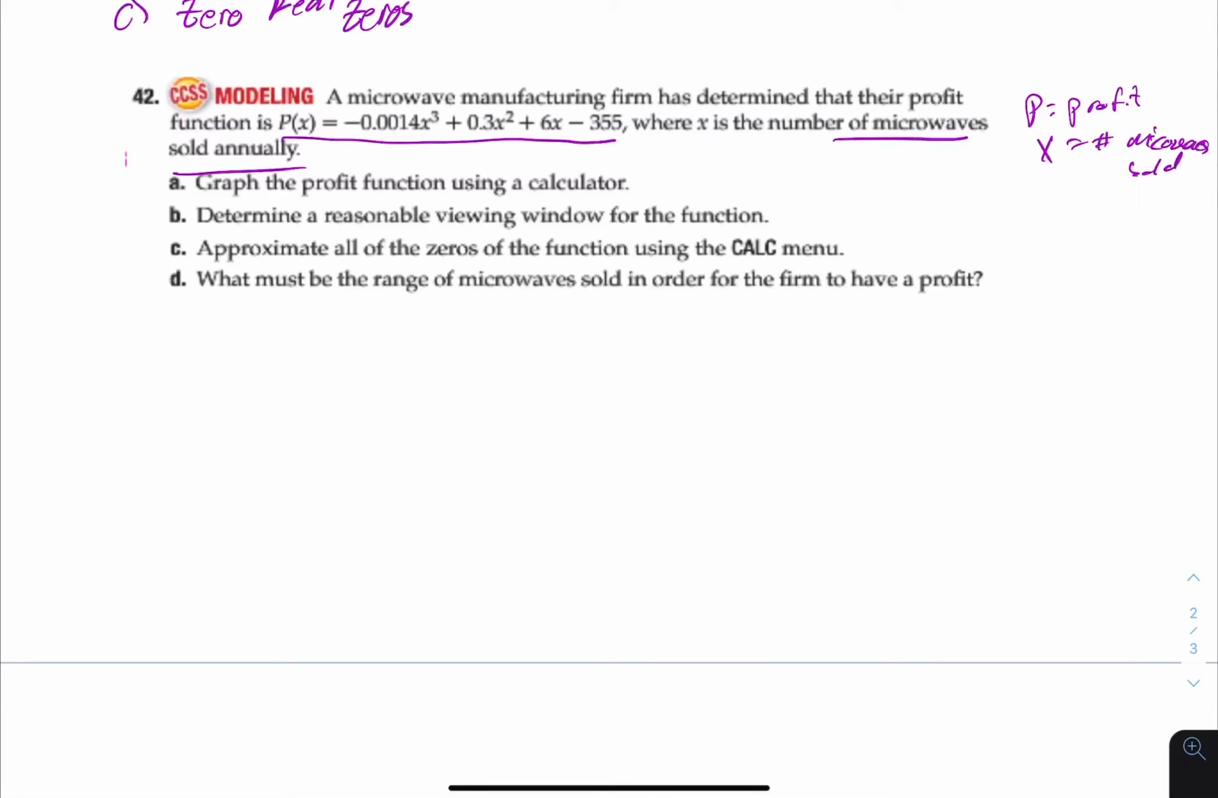Graph the profit function in the calculator. I don't have a calculator with me right now. I know it's an odd function, it's negative, so it's going to look like this. That might be totally off. To determine a reasonable view window, I need a calculator for that. Find all zeros of the function using the graphing calculator. What range of microwaves sold gives a profit? In my case, from here to here, from that zero to that zero. I'm sorry, I don't have a calculator. My computer is in the shop. So that's it.